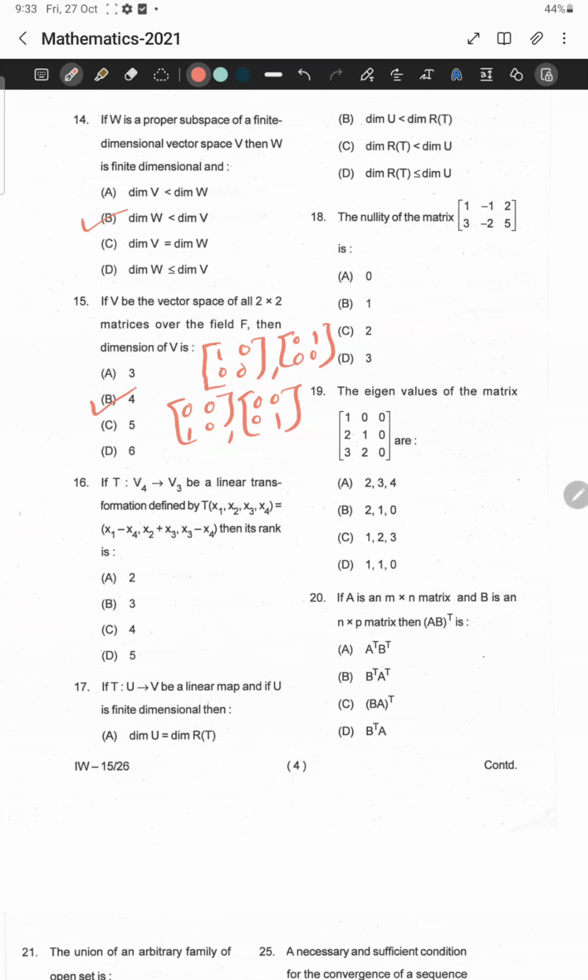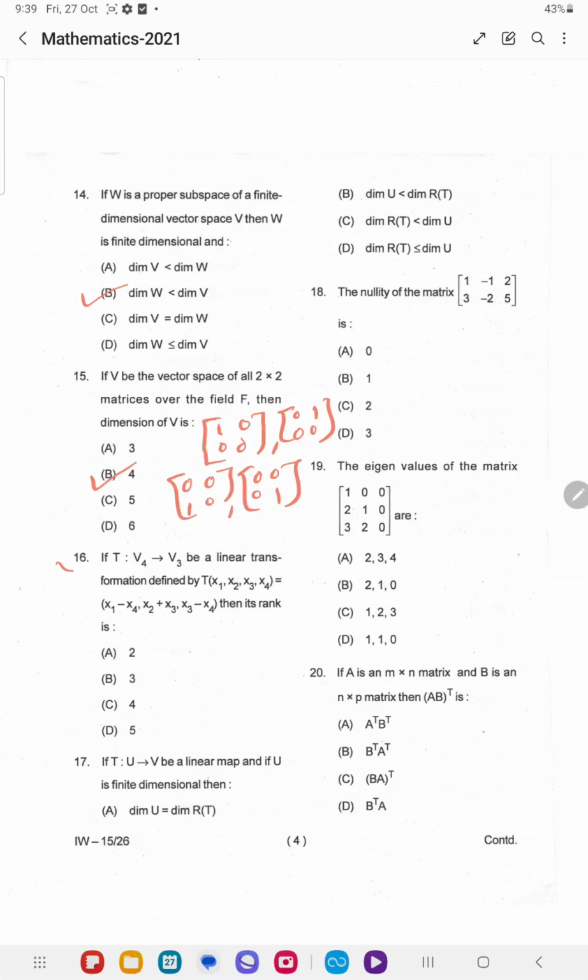In question number 16, T is a mapping from V4 to V3, a linear transformation which is defined in this way. Then what is its rank? Let us calculate the rank. Here, it is asked about the rank of this linear transformation. But what is the meaning of rank? Rank is the dimension of the range space.